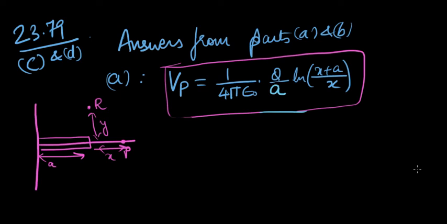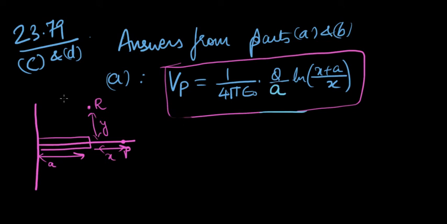Welcome back, everybody. We're solving problem 23.79 from the textbook University Physics by Young and Freedman. We've done solving parts A and B, so if you have not seen them, I urge you to see them right now, because it'll be difficult to follow what's happening here in parts C and D. What we have to do in parts C and D is pretty simple.